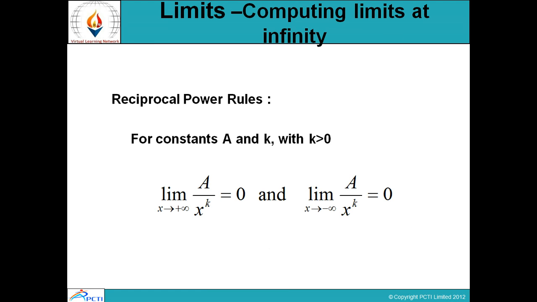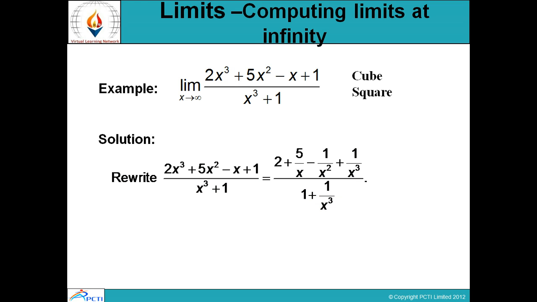So, computing limits at infinity, reciprocal power rules: for constants a and k with k greater than 0, limit x tends to plus infinity of a upon x to the power k is equal to 0, and limit x tends to minus infinity of a upon x to the power k is also 0.